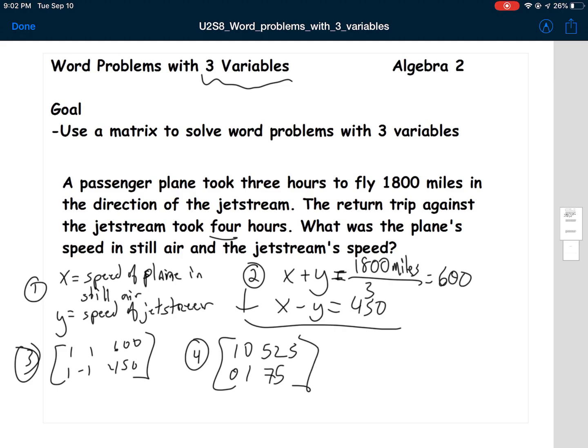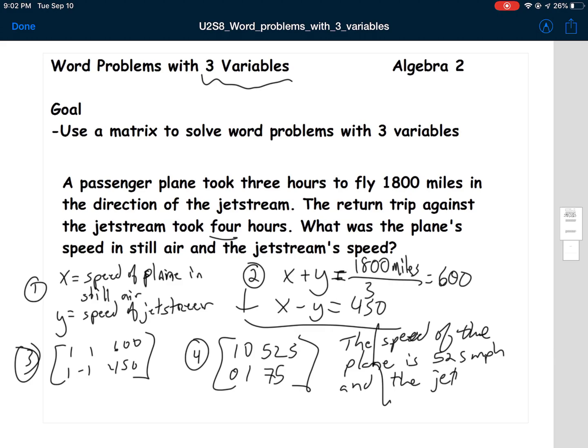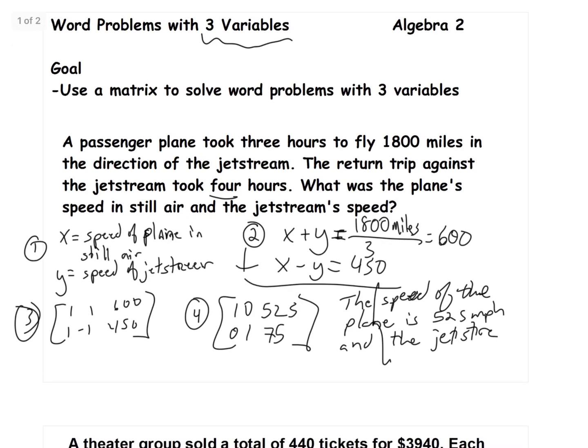So what that's telling me is the speed of the plane is 525 miles per hour, and the jet stream is 75 miles per hour. Okay. Again, we've done this one before with different methods. Just thought I'd show you how this works with matrices.